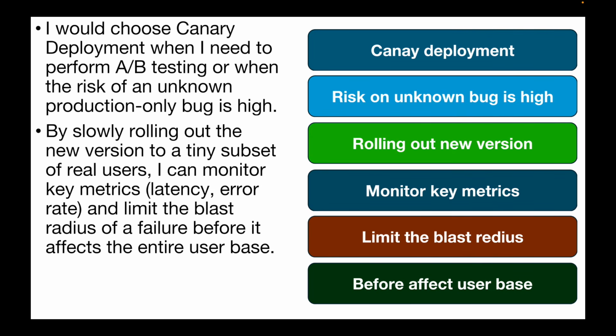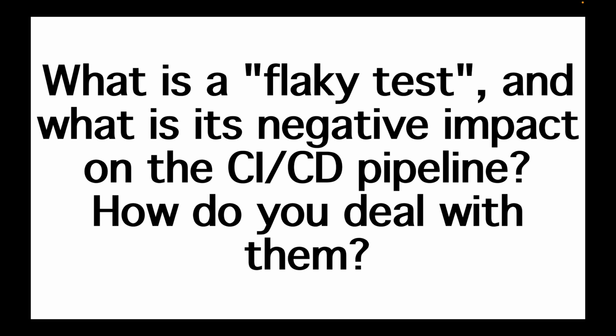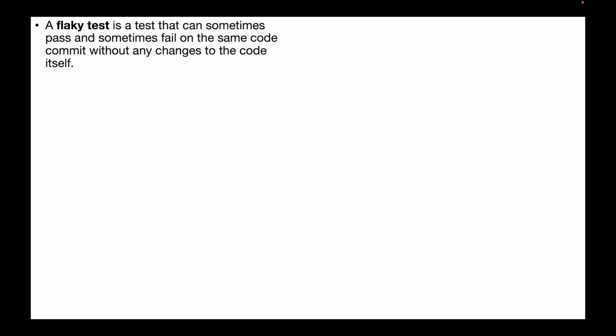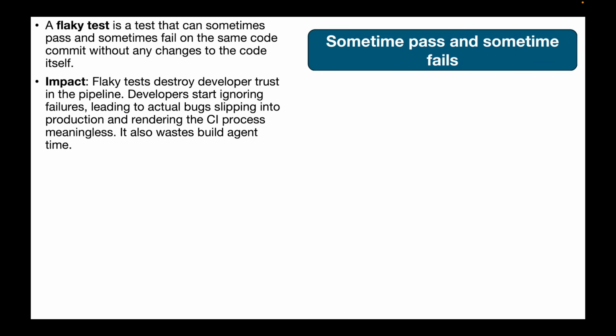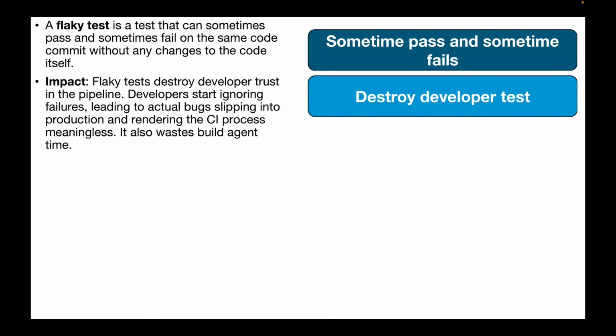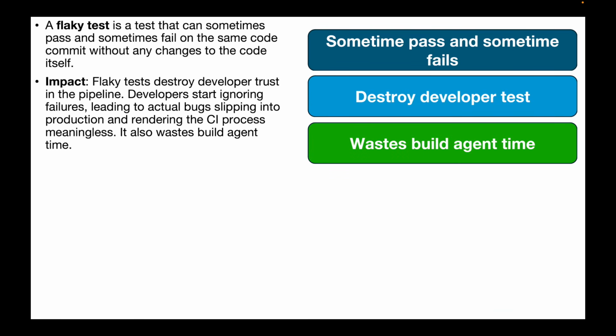The next question we have is what is a flaky test and what is its negative impact on the CI/CD pipeline? How do you deal with them? So a flaky test is a test that can sometimes pass and sometimes fail on the same code commit without any changes to the code itself. So flaky tests destroy developer trust in the pipeline. Developers start ignoring failures, leading to actual bugs slipping into production and rendering the CI process meaningless. And this also wastes build agent time.